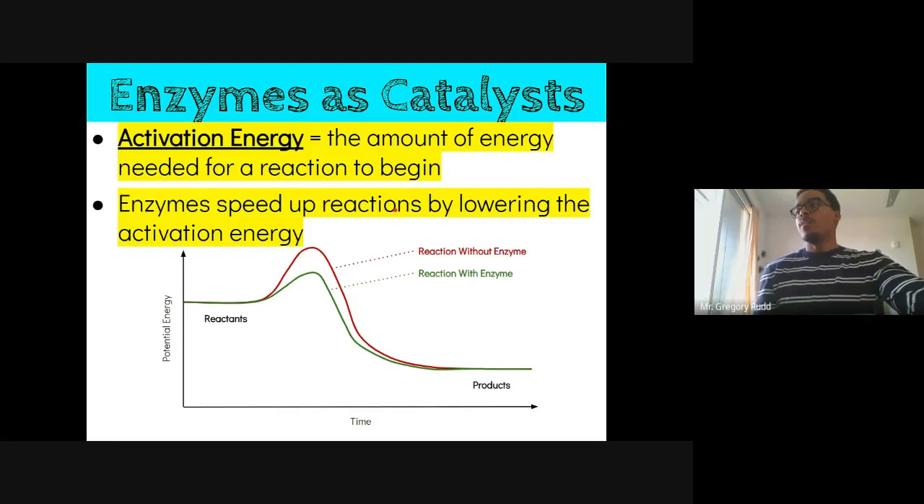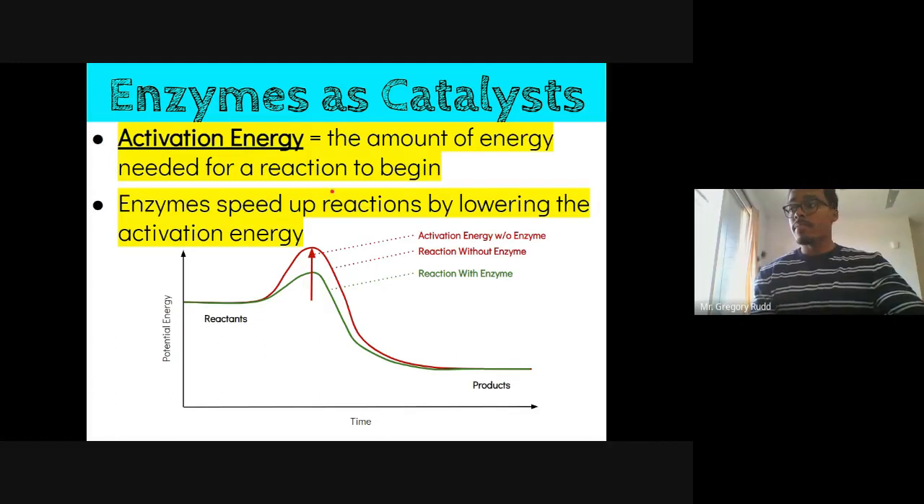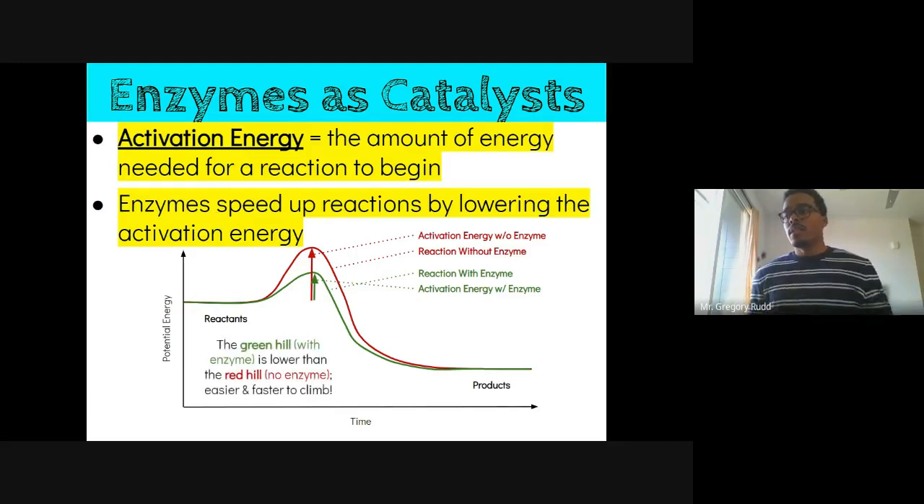So what happened here? Well, what happened is that the activation energy that's required without an enzyme is pretty high. But when we throw an enzyme into the mix, the activation energy is lowered. And that's what the second bullet point states. Enzymes speed up reactions by lowering activation energy. In this case, the green hill represents the use of an enzyme, and the red hill represents a reaction that takes place without the use of an enzyme. So the hill here, the green curve, is shorter, and therefore it's easier and faster to climb.